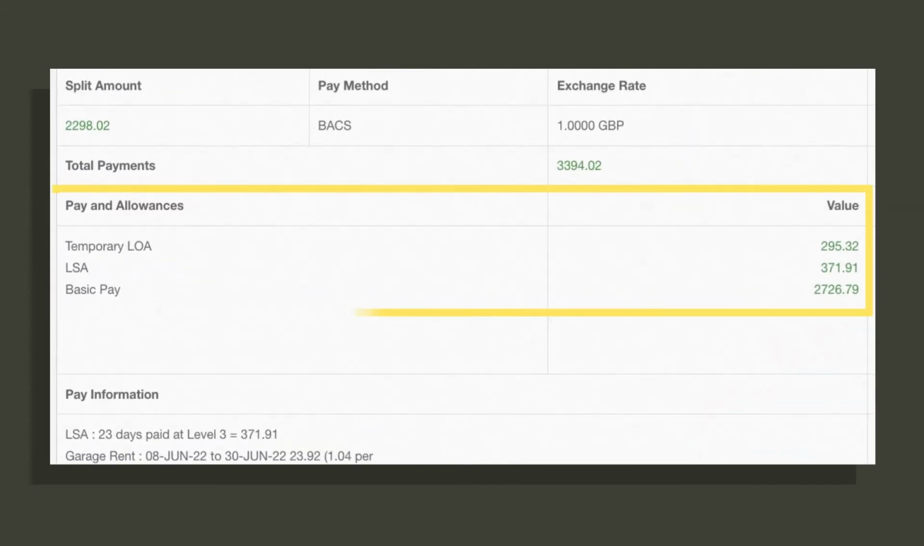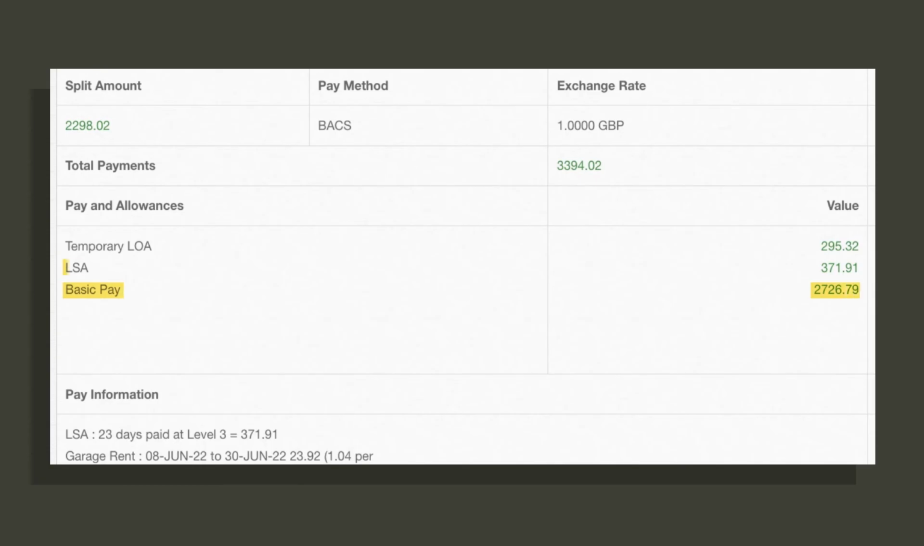The next section is pay and allowances. This is where your basic pay and any allowances you have show up. The total then equals your gross pay. You can see on mine I have LSA and LOA, and that is because as I make this I am deployed, so I have a bit of extra money this month.